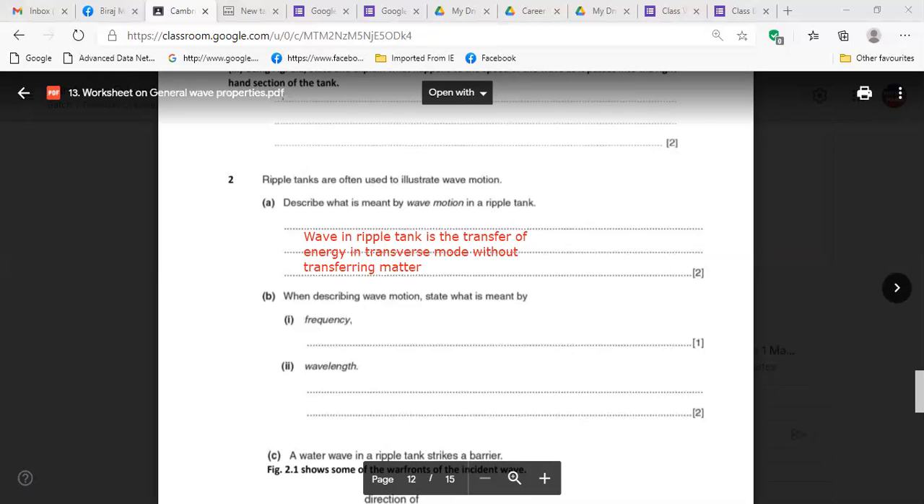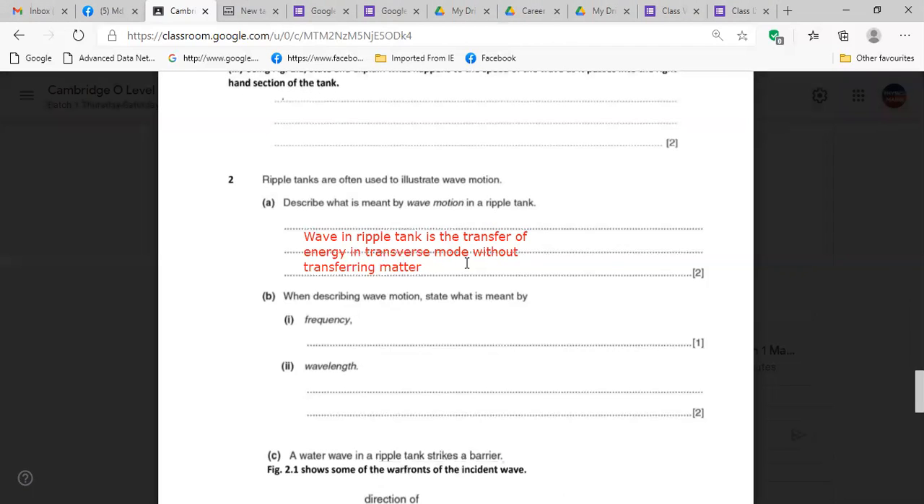So this part is done, right? Okay. Now please take a snap of it and send it to our group. This note we need because for 2 marks the answer should be specific. You should mention this is transfer of energy in transverse mode, and you should mention without transferring matter. Done, sir. So this part is done.